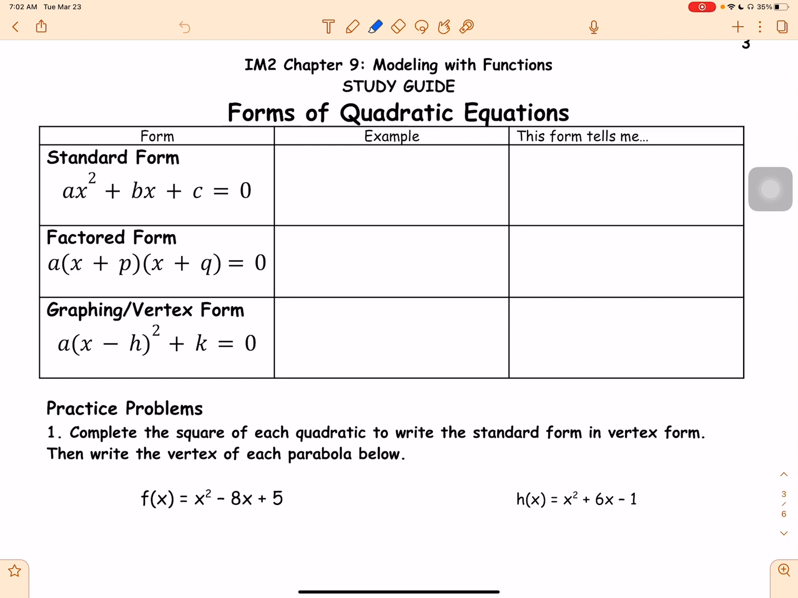Okay, so we have learned a lot about quadratic equations over the past several months, last semester, this semester. So we've seen quadratic equations in a few different ways. Now, the first way is standard form. So an example of that would be, let's say, 2x squared minus 5x plus 4 equals 0. Now, whenever we have this form, it always tells us right away the y-intercept.